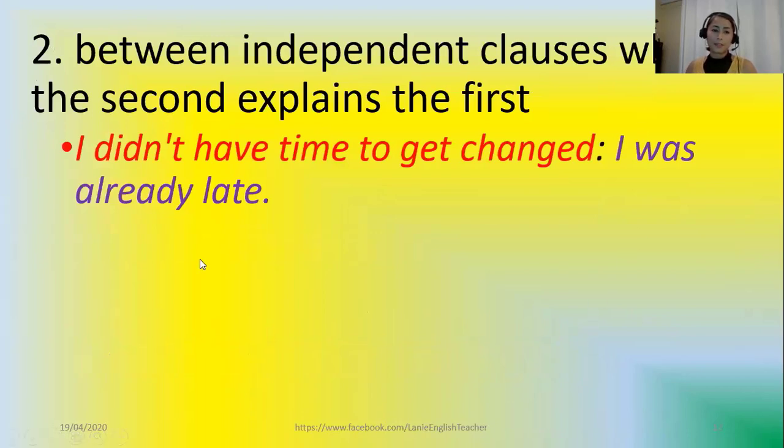Good. Number two, we use a colon between independent clauses when the second explains the first. So in this example, I didn't have time to get changed. We use a colon and take note of the second clause: I was already late. The second clause here explains the first clause, which is I didn't have time to get changed. So that's why we use a colon.